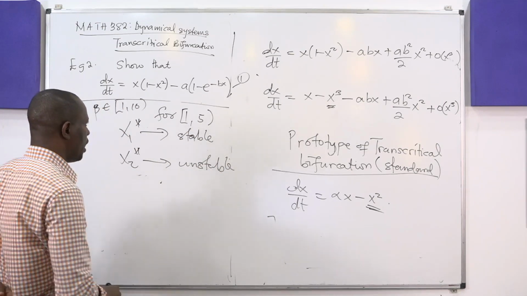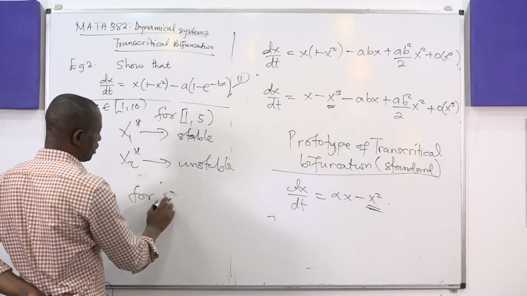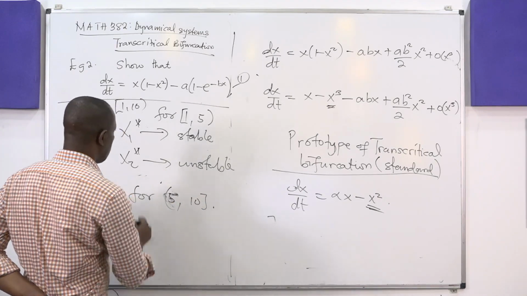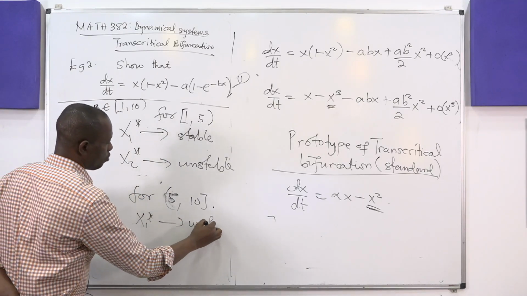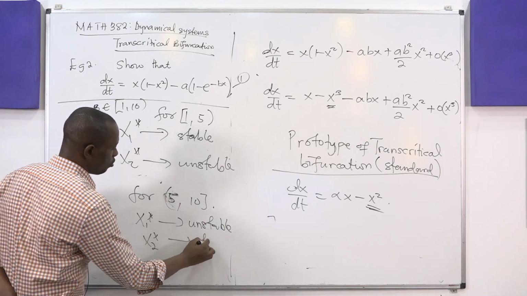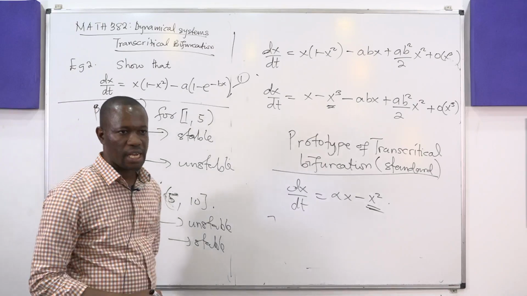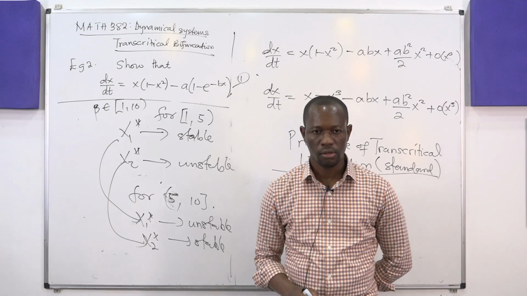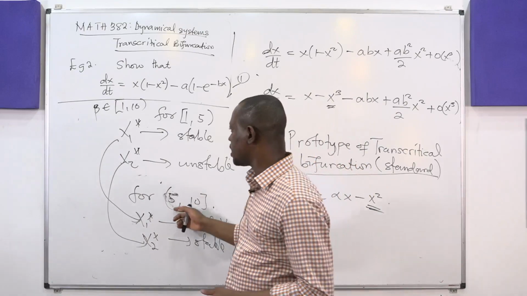Is that okay? Then after 5, for 5 open, 10 closed, x1 becomes unstable and x2 becomes stable. Have you seen the switch? Change over. Then we say that it undergoes a transcritical verification. Do you get it? That's the meaning of transcritical verification. Then we say that there's an exchange of stability.